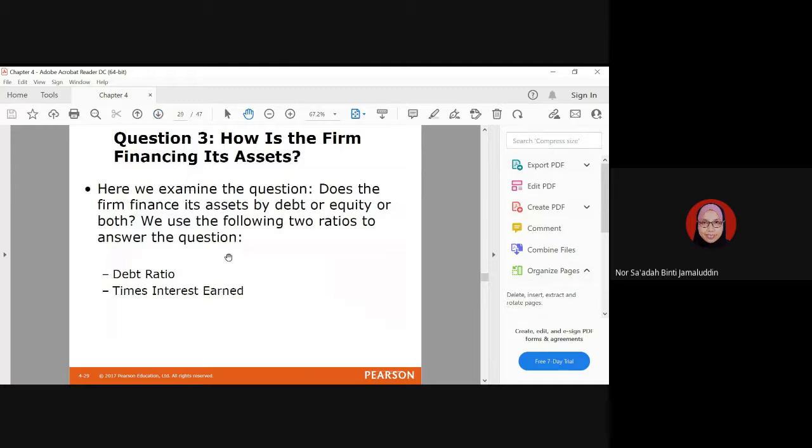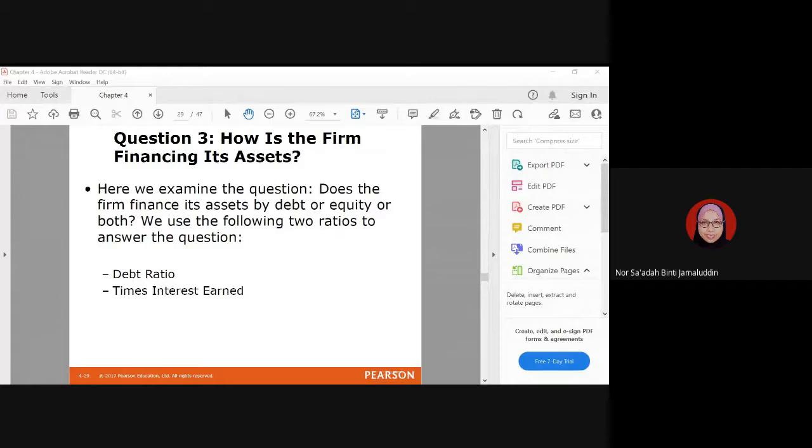Okay. Question 3. How is the firm financing its assets? How does the firm finance its assets? Okay, how do we examine the question: does the firm finance its assets by debt or equity or both? We use the following two ratios to answer the question.